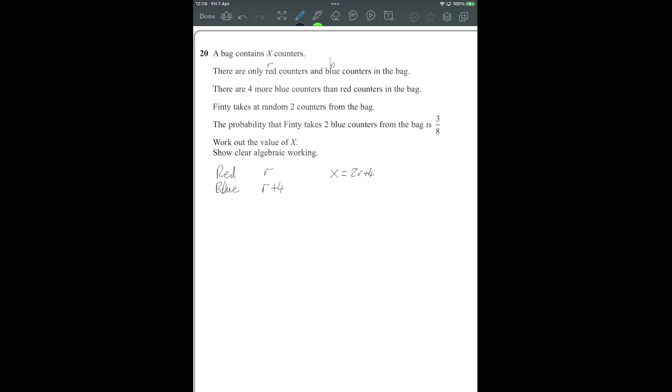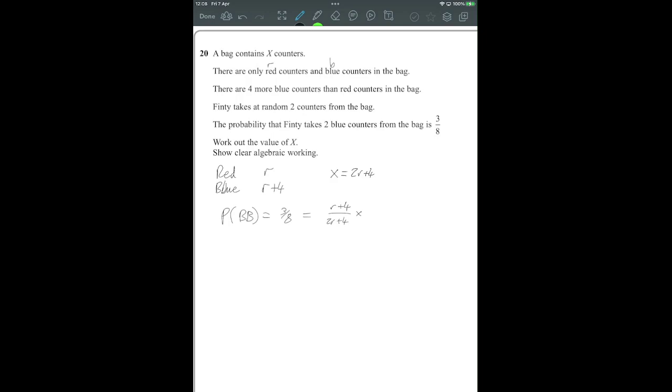Now the probability statement we've been given is the probability of 2 blue is 3 out of 8. Well, how could I have picked 2 blue? I had to pick a blue first. The first blue is going to be R plus 4 over X, but I'm going to use 2R plus 4 instead, to keep everything in terms of R. But that was our first blue counter.